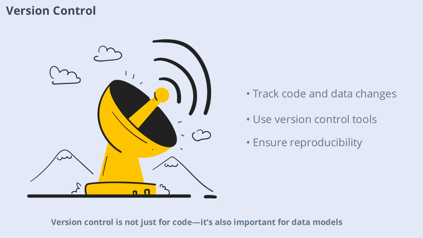Version control is not just for code, it's also important for data, models, and configurations. Use tools like Git to track changes and maintain a history of your project. This makes it easier to roll back to previous versions and collaborate with team members. Good version control practices help prevent errors and ensure reproducibility.